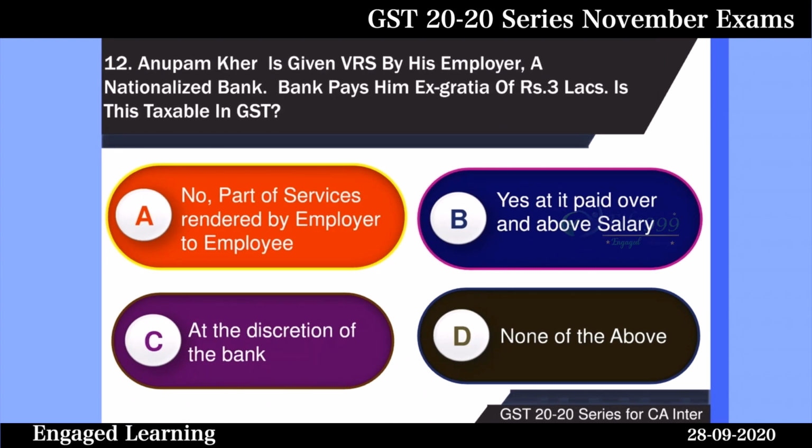Anupam Kher is given VRS by his employer, a nationalized bank. Bank pays him ex-gratia of 3 lakhs. Is this taxable in GST? Option A, no, it is part of services rendered by employer to employee. Option B, yes, as it is paid over and above the salary. Option C, it is at the discretion of the bank. And option D, none of the above.